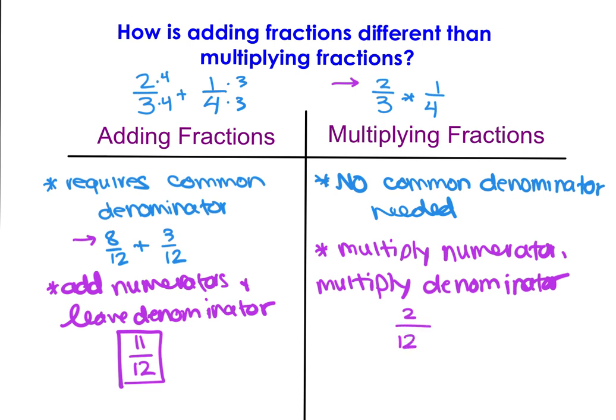And so we can see that we actually end up with a result of 12ths at the very end in these two problems, but we can see that the answer is different. When we add, it's 11/12. When we multiply, it is 2/12.